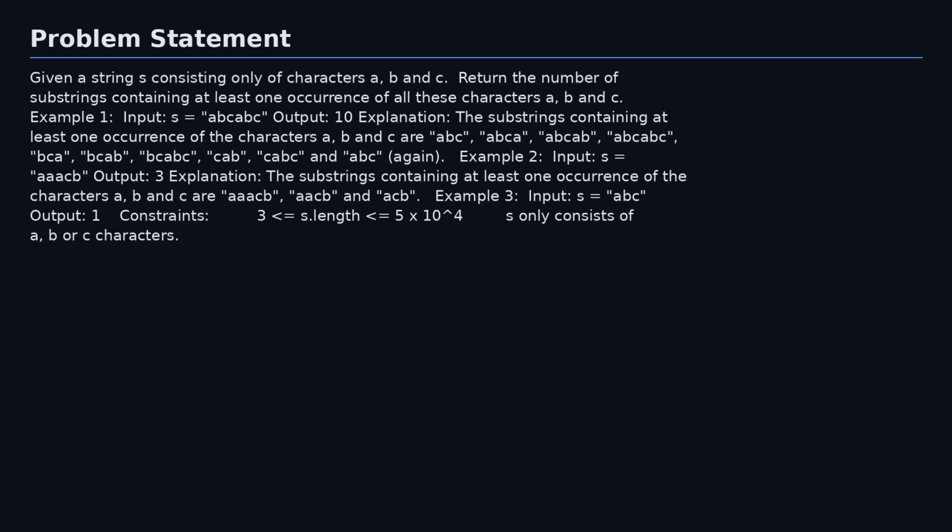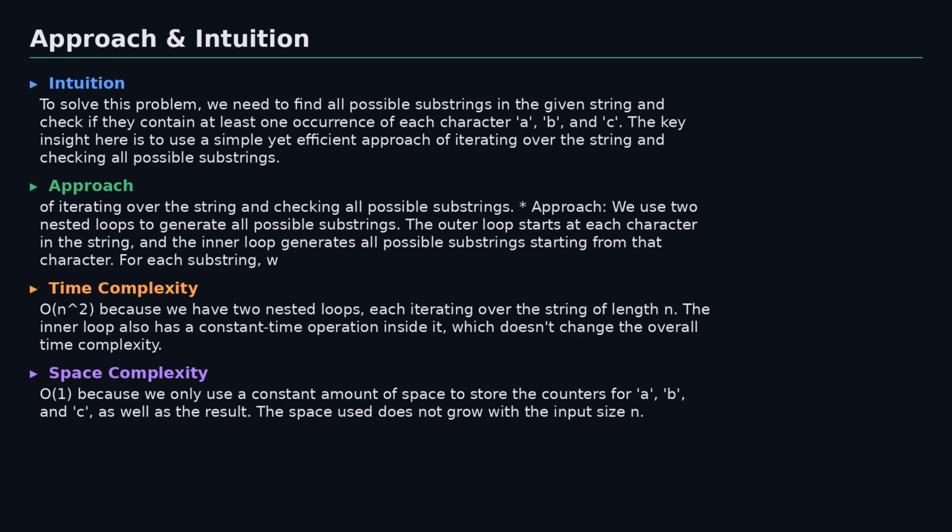So, let's talk about the intuition behind this problem. To solve this problem, we need to find all possible substrings in the given string and check if they contain at least one occurrence of each character, A, B, and C. Think of it like looking for a specific combination of ingredients in a recipe. You need to check every possible combination of ingredients to see if it contains all the required ingredients. In this case, our ingredients are the characters A, B, and C, and our combinations are the substrings.